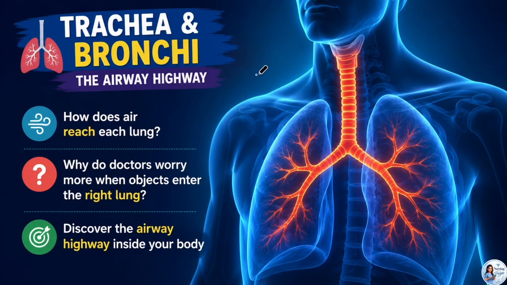Before we begin, let me ask you something. When you take a breath, how does the air actually reach your lungs? Does it travel through a simple tube, or is there a special pathway in your body? And here's another interesting question: why do doctors say that if a peanut or coin accidentally enters the airway, it usually goes into the right lung instead of the left?